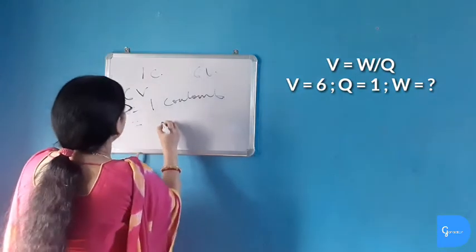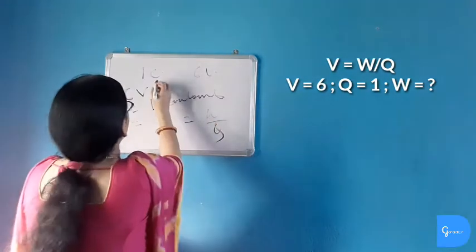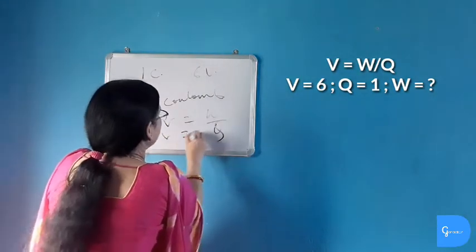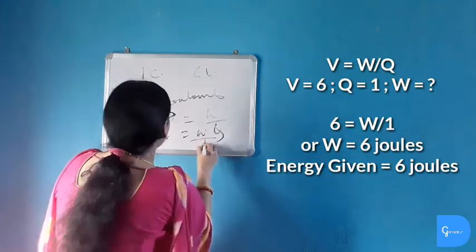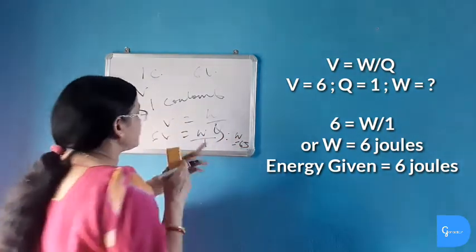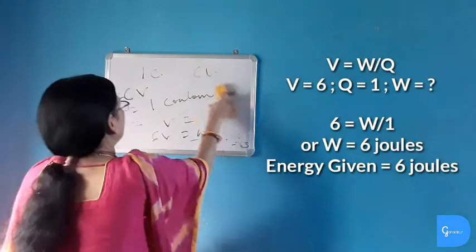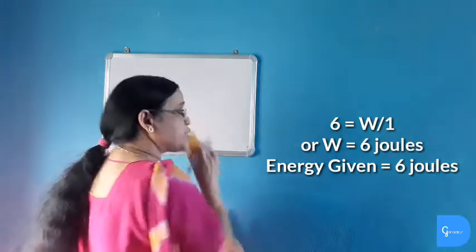Energy given, by putting in this formula V is equal to W by Q, V is equal to given 6 volt, W we have to find out, and the quantity of electric charge moved is 1 coulomb. Therefore W is equal to 6 joule. So 6 joule of energy is needed to move 1 coulomb of electric charge passing through a battery of 6 volt.